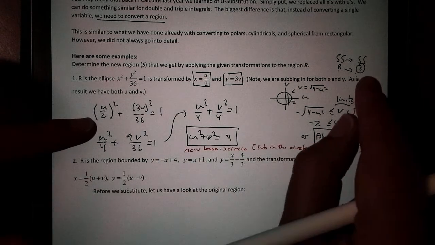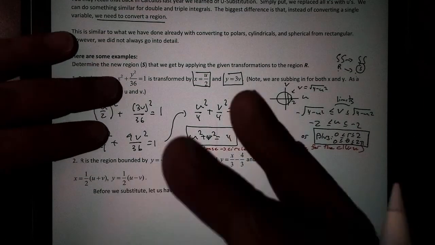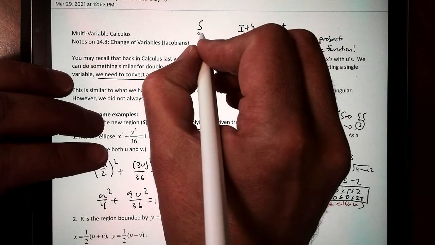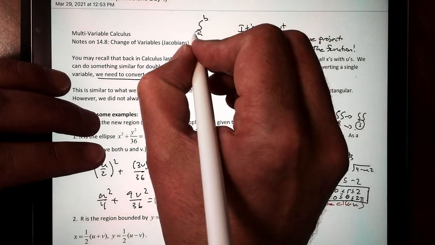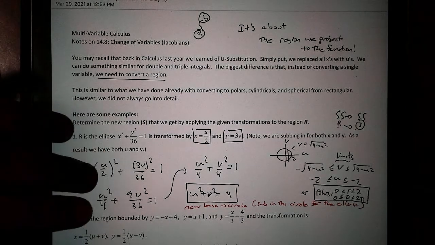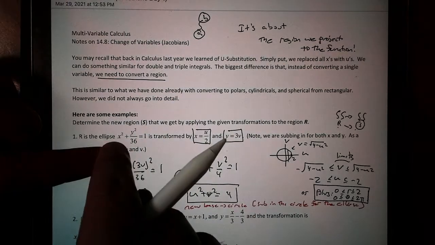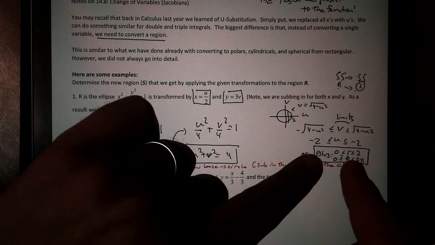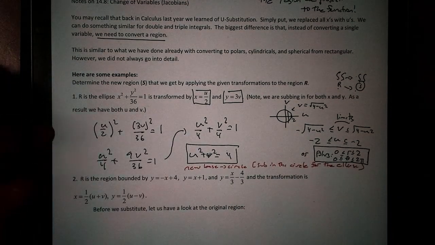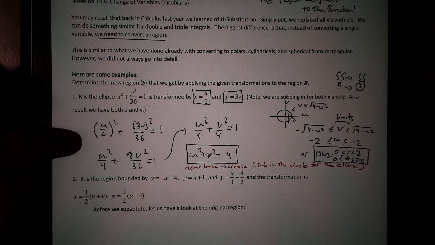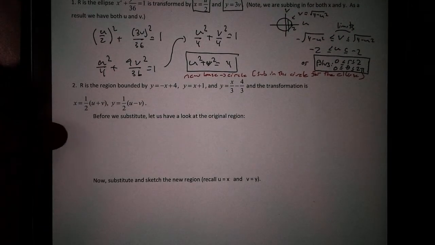So if you think about what we did last year when we had our domain from, let's say, a to b, we just changed our domains. Instead of our domain being in terms of the ellipse, our domain is now in terms of the circle, and we can use polars to make it a little bit easier for us. So let's take a look at another example.